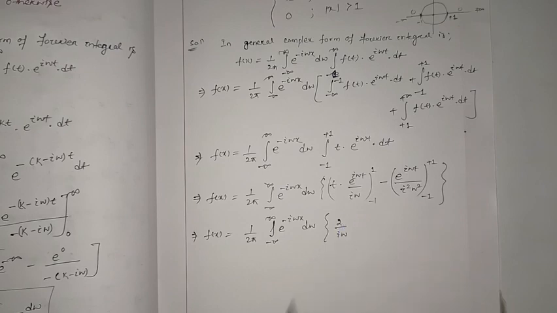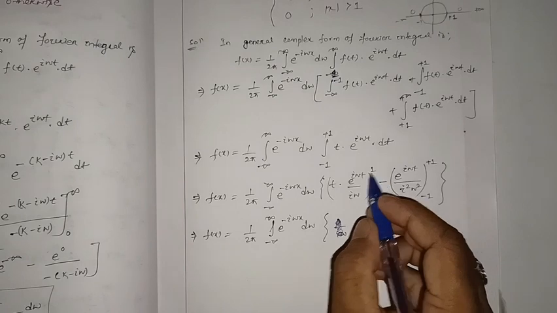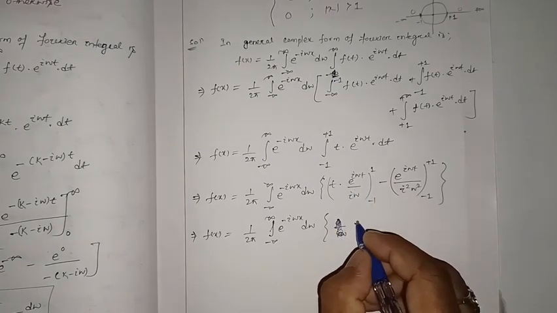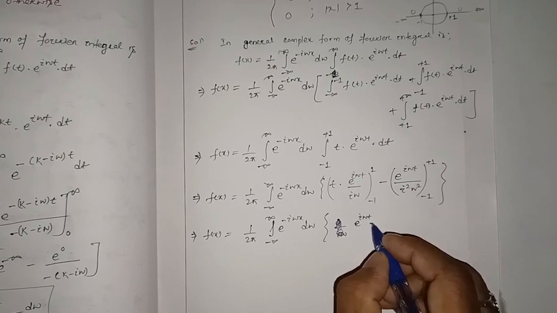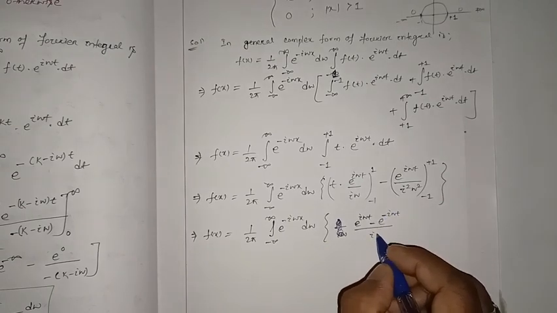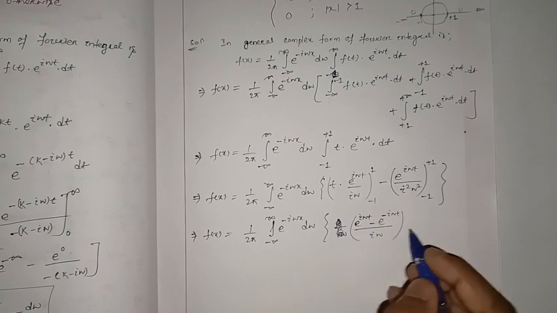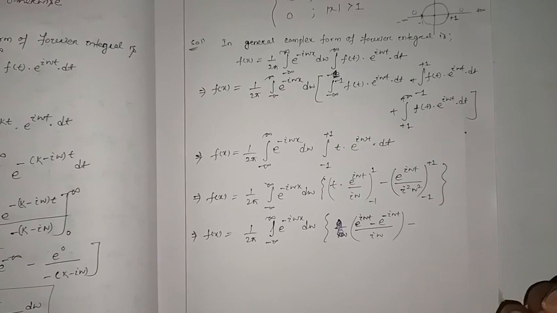No, we have to just put the limits. Okay, first put the limit. So it will be e to the I omega t, then minus of e to the minus I omega t, divided by I omega. Okay, minus, here I square is minus 1, so obviously it will be plus.